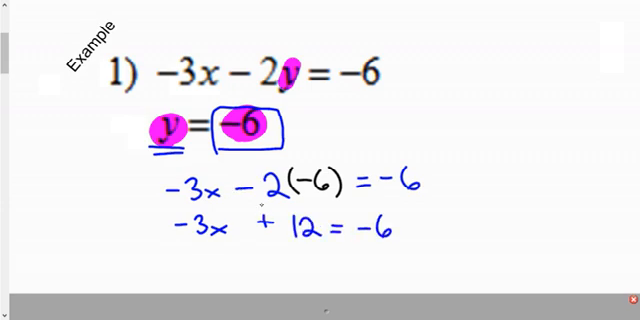Please remember that we're still following my guidelines of always attaching the sign that's in front of the number. So we'll think of this as a -2. We'll think of this as a -6. So -2 times -6 is +12. And now after that little bit of multiplication, we have ourselves a two-step equation.